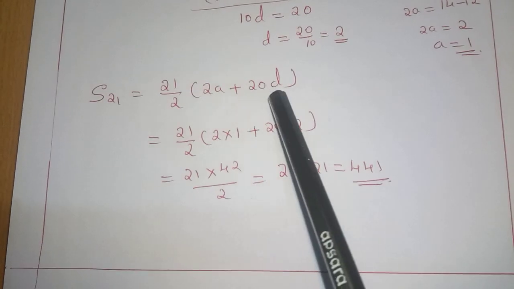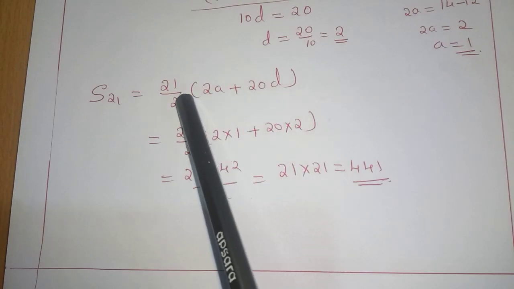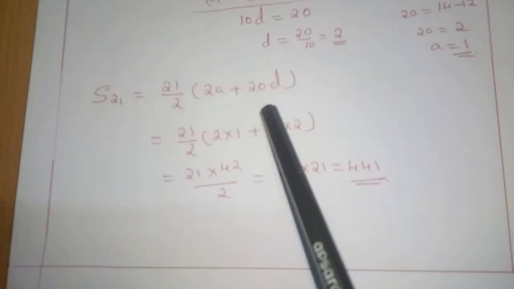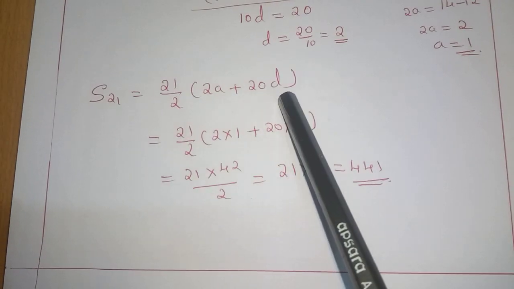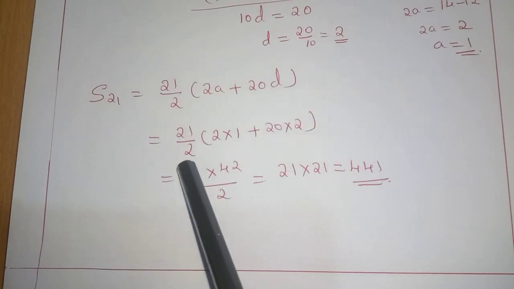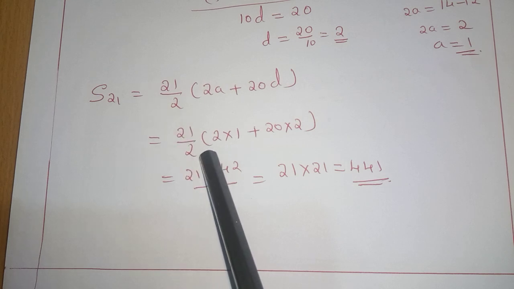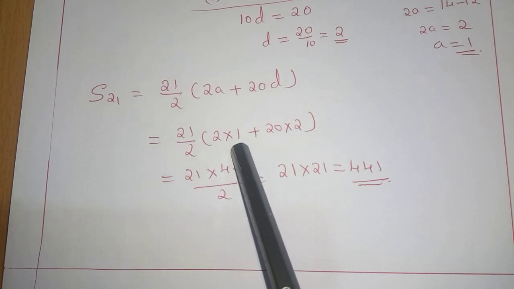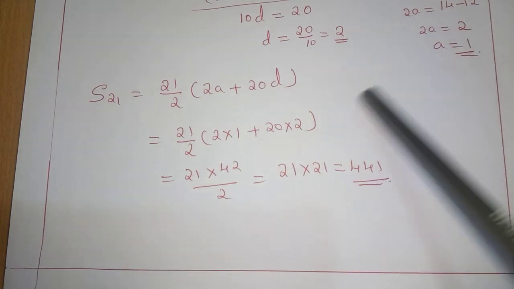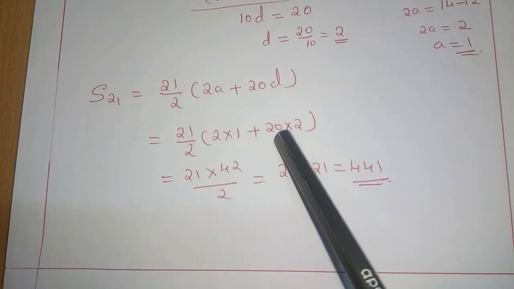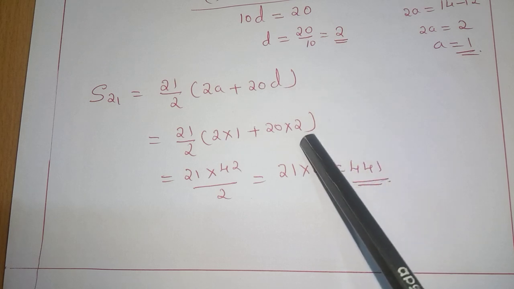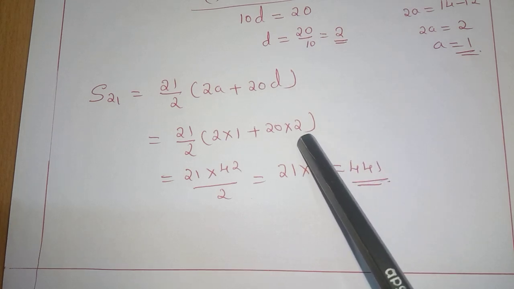Sn is n by 2 into 2a plus n minus 1 into d. We will replace n by 21. We will get 21 by 2 into 2a plus 20d. 21 by 2 into 2 into 1, A value how much? 1. Plus 20 into D value 2, 20 into 2.